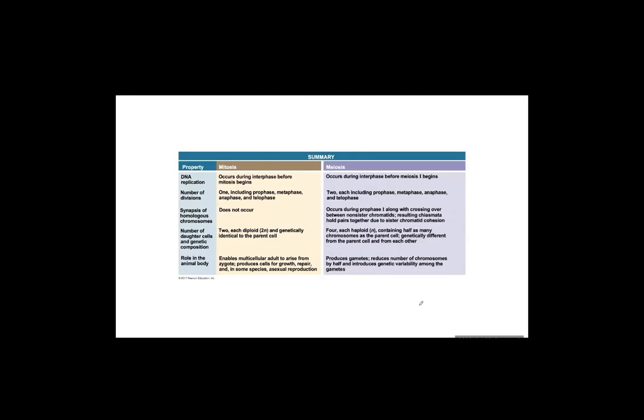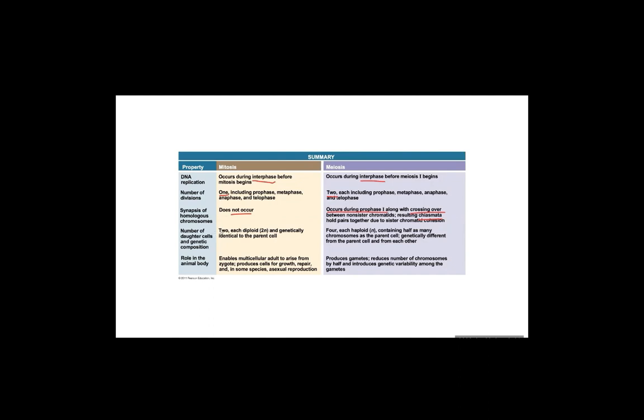So you can read this. DNA replication occurs during interphase, and also the same thing for meiosis, interphase. Now the number of divisions: just one time in mitosis. Meiosis 1 and 2, therefore 2 times. Synapsis does not occur in mitosis, but synapsis occurs during prophase 1 of meiosis. And at that time, crossing over occurs between non-sister chromatids, resulting in chiasmata, okay? And still the sister chromatids attach to each other.